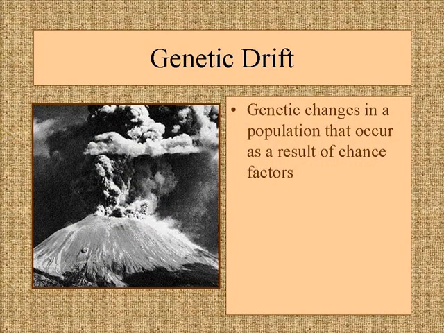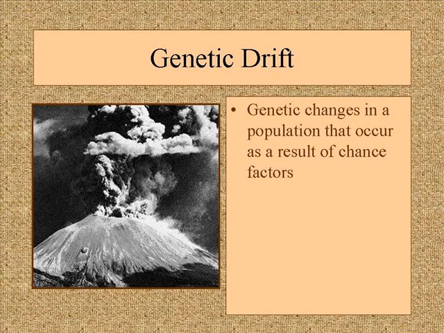We also need to talk about two sources of variation that natural selection can act on at the population level: genetic drift and gene flow. Genetic drift is the first of these. Genetic drift tends to decrease the amount of variation that's available. We define genetic drift as genetic changes in a population that occur as a result of chance factors.